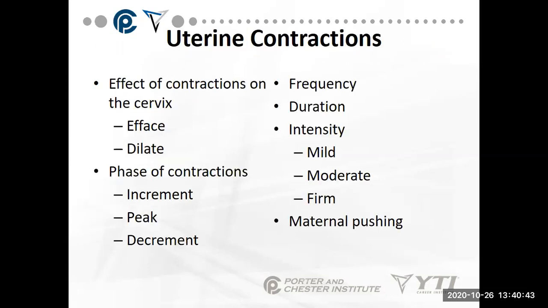So now you have the uterine contractions. Basically, they are all involuntary, smooth muscle contractions. And the mother, the person that's actually delivering, cannot consciously cause them to stop or even begin. So their intensity and effectiveness are influenced by a number of factors.